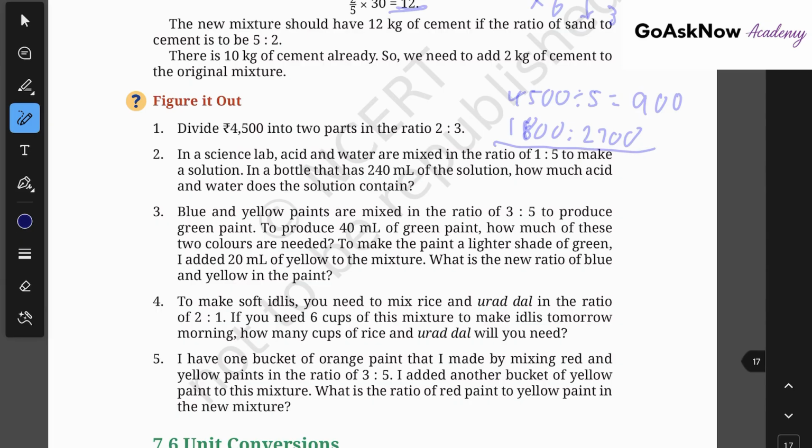Question 2. In a science lab, acid and water are mixed in the ratio of 1:5. To make a solution in a bottle that has 240 ml of solution, how much acid and water does the solution contain? Blue and yellow paints are mixed in the ratio of 3:5.